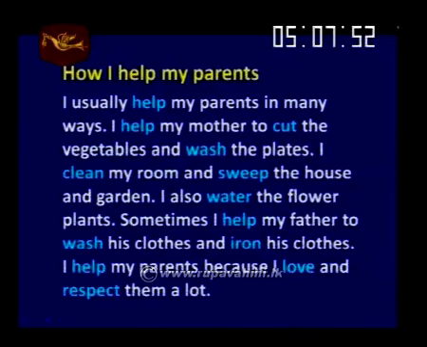Yes. Now here you can see the words in dark print. They are the verbs. Yes, the first one, help. I usually help my parents in many ways. So it's a simple present tense. Next one, I help my mother.